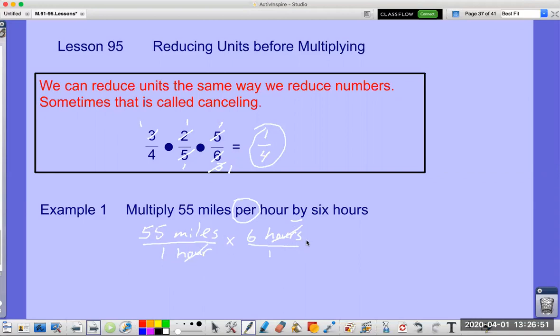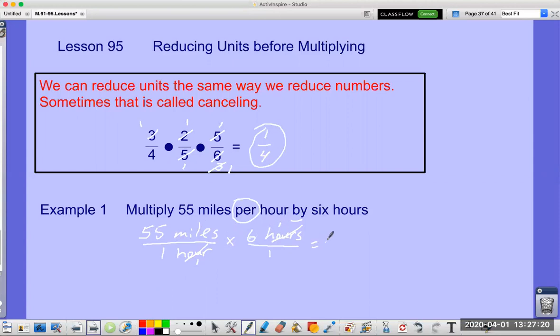Even though this is plural, I had hours, it still means the same. It's the same kind of value, same unit. Even though this is only one of them and this is multiple, they are the same units. So hour and hours cancel each other out, and those become one by themselves. And now I'm left with 55 miles times 6 times 1 in the numerator.